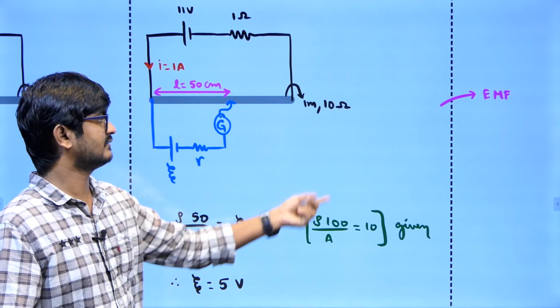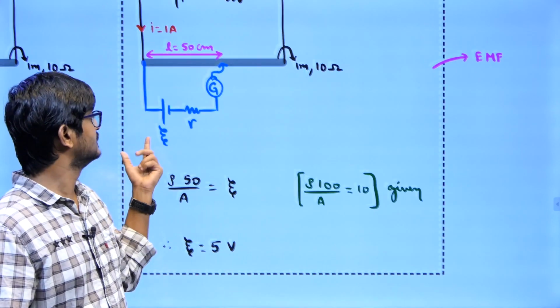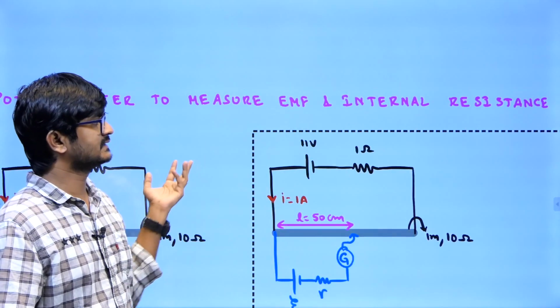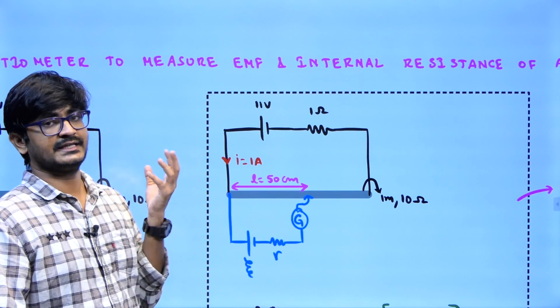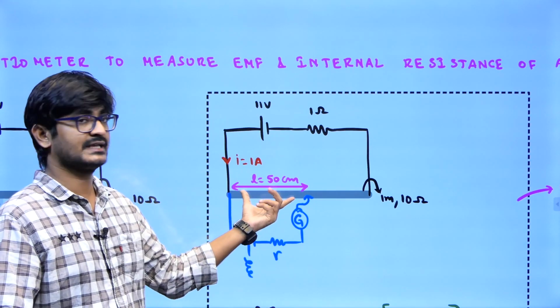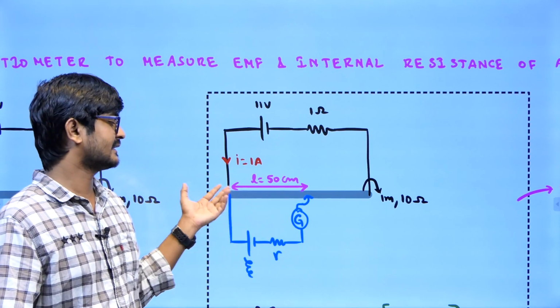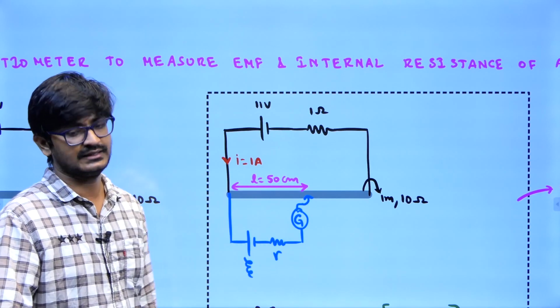Now you know that for 1 meter the resistance is 10 ohm, so you can calculate the EMF of the battery. Basically, this is the working of a potentiometer. What we are trying to do is find the EMF of the battery, but we don't know how to find the EMF directly. We know only how to measure lengths. So we are converting our aim of measuring the EMF of the battery into measuring the length.